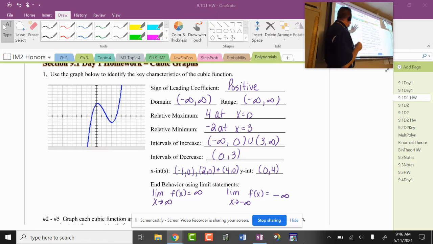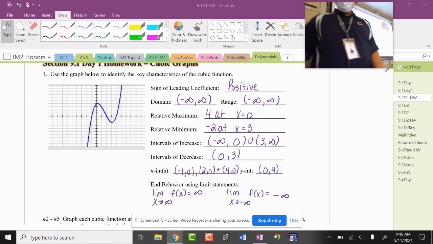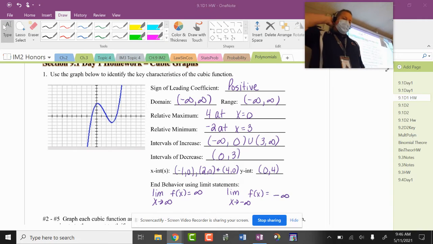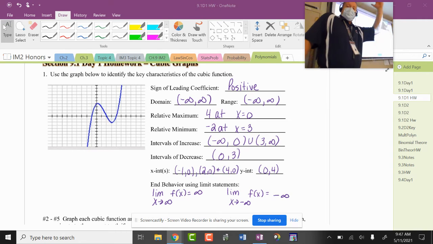And then from here to here, this chunk is decreasing. And that's from 0-ish. If you put 0.2, I wouldn't argue with you. Some sort of decimal because it's a little off. But from here to here, to 3, the y's are decreasing. That's why you name the x's that make that happen. All right, x-intercepts shouldn't be big. The leading coefficient is positive. The whole idea is the end behavior of an x cubed.